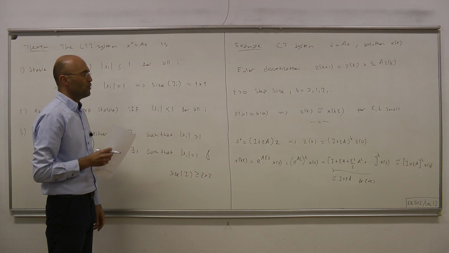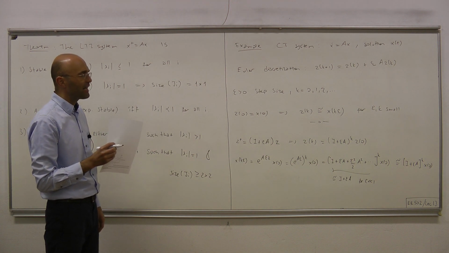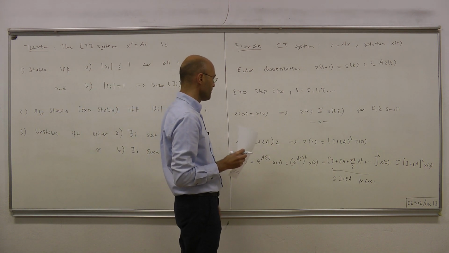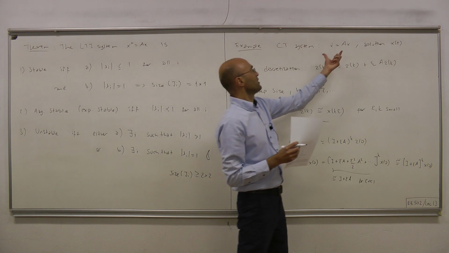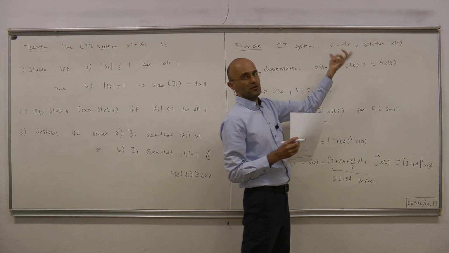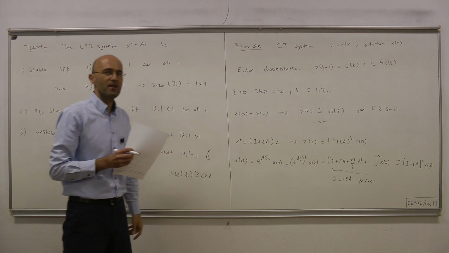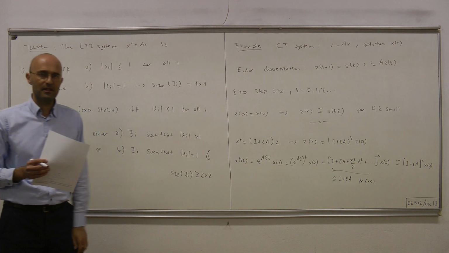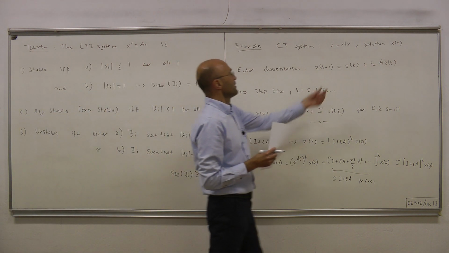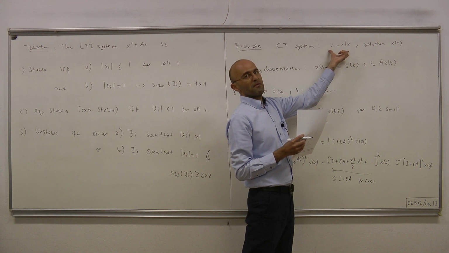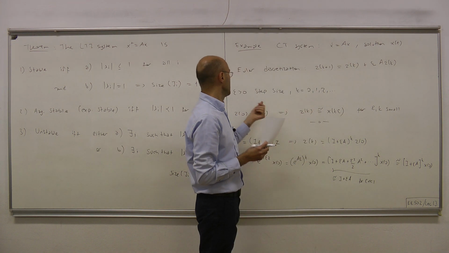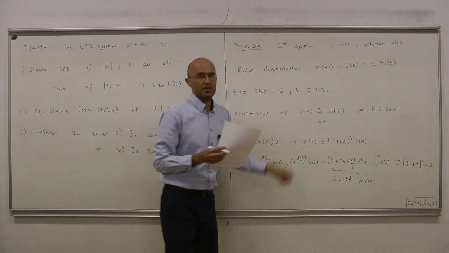Now let's try to make a link, if we could, between the stability properties of the actual continuous time system and its Euler discretization. Let's see whether the stability properties of the continuous time system are inherited by the approximation, the Euler discretization.